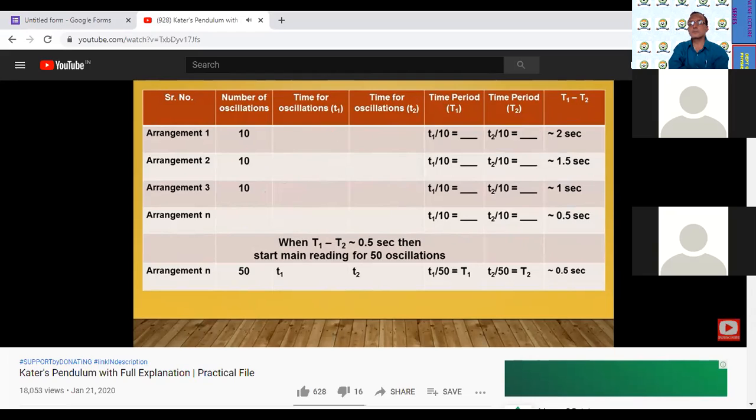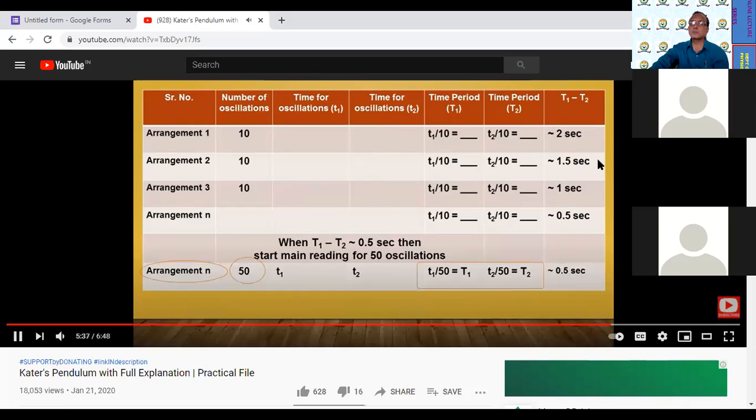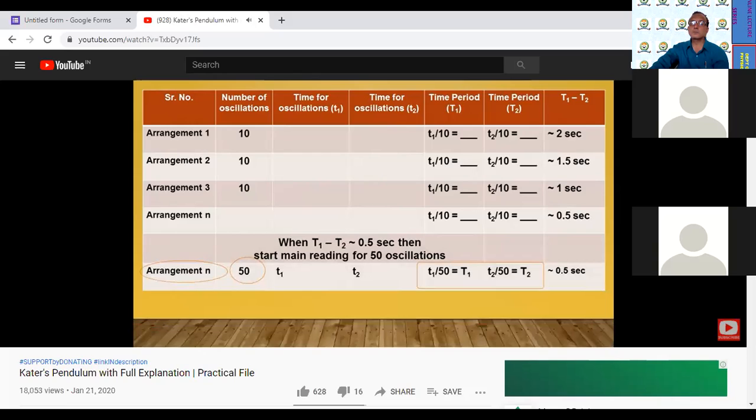Now, after getting this arrangement, we are increasing the number of oscillations for more accuracy. So now we are oscillating the Kater's pendulum 50 times at both sides and then calculating the time period of one oscillation in both cases. So in this way, you can make this table containing the readings of Kater's pendulum. Just keep in mind that these final values T1 and T2 will be used in our formula to get the value of acceleration due to gravity.